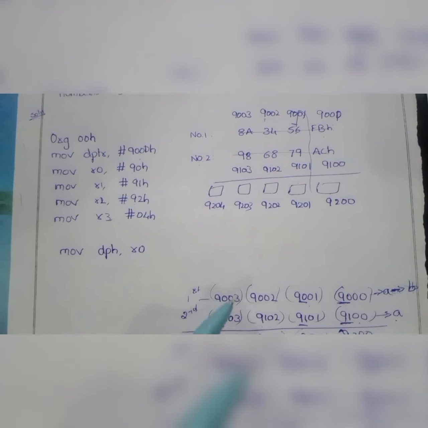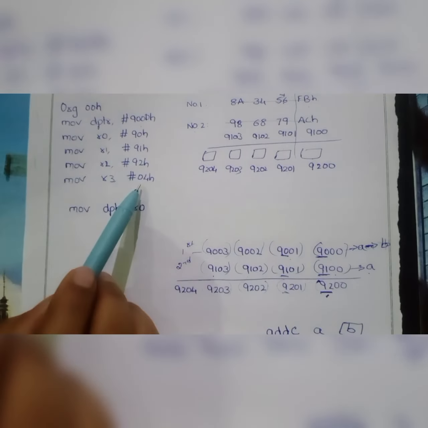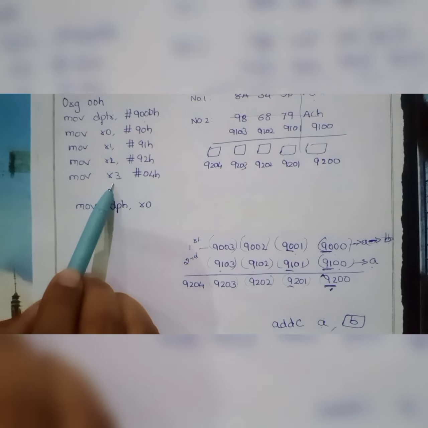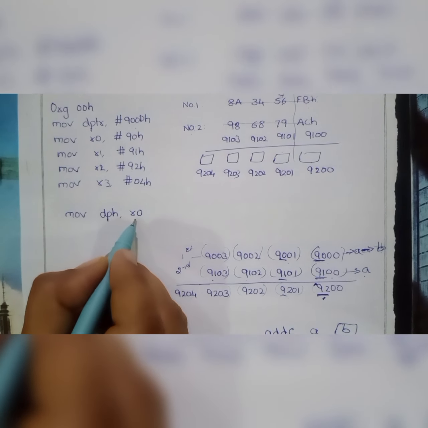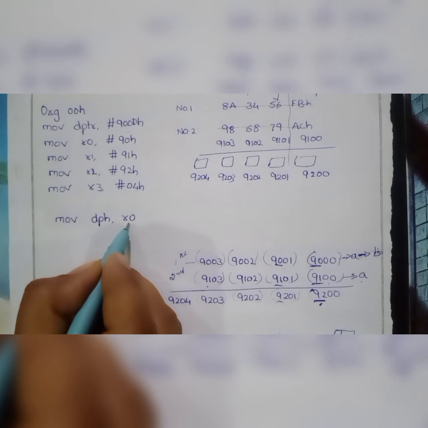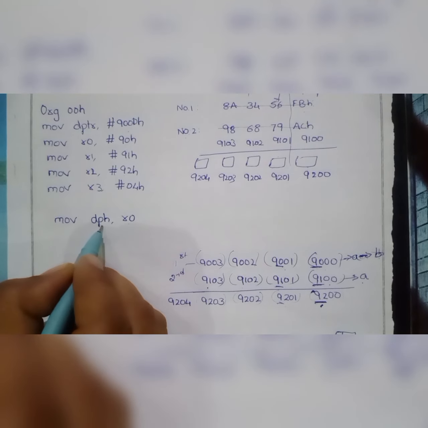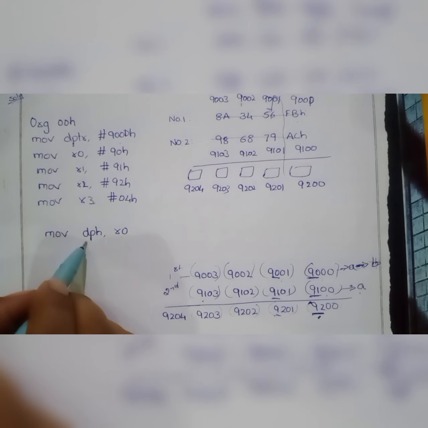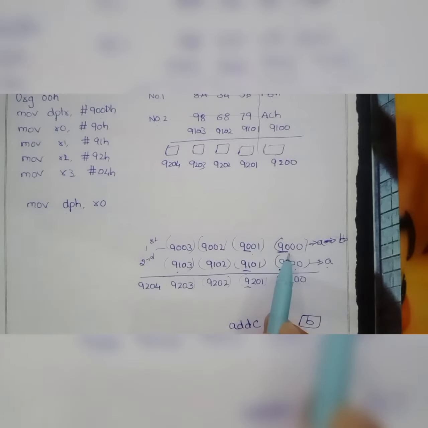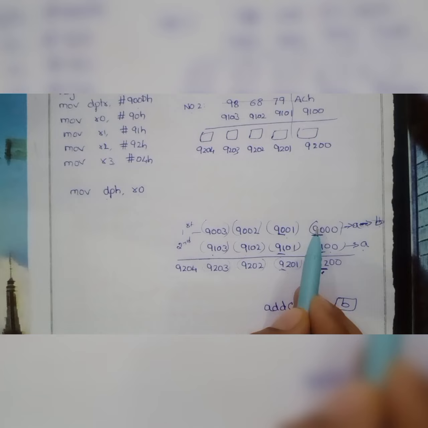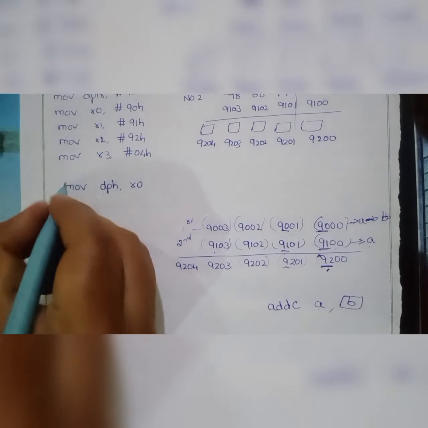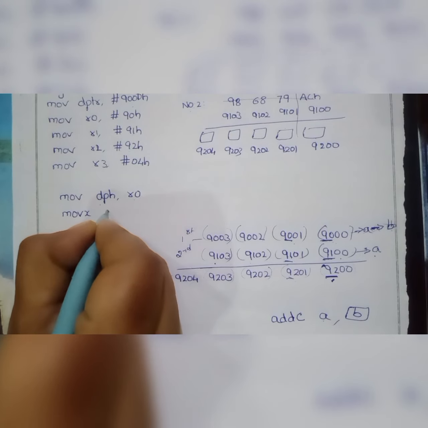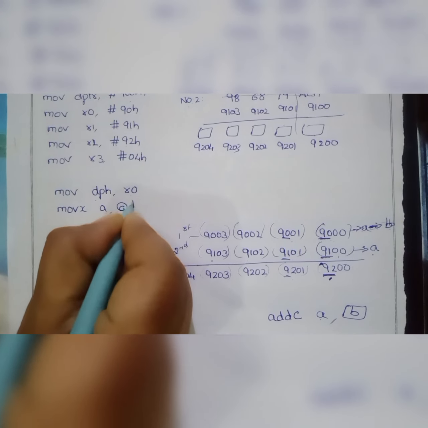As each number is having 4 bytes, I am copying 04 into the register R3. Now, let us copy the value of the register R0 into DPH, that is 90 into DPH. So, DPTR is now 9000, that is it is pointing here. Whatever the data present here, let us copy it into A by using the instruction MOVX A, @DPTR.